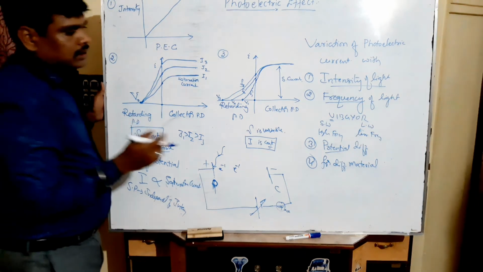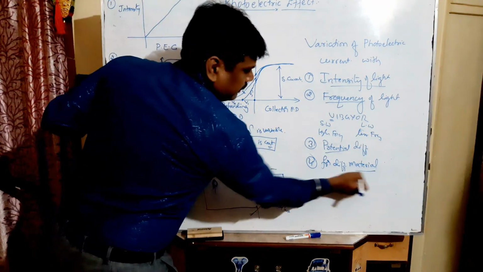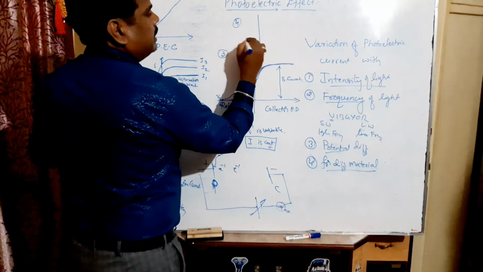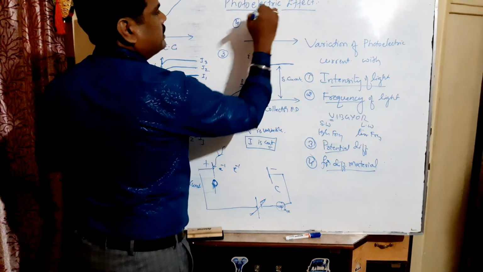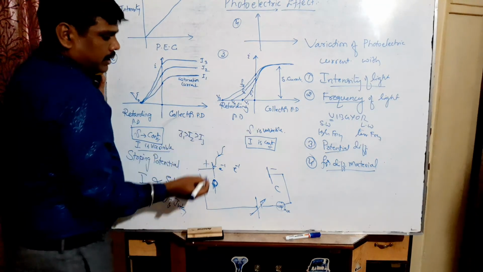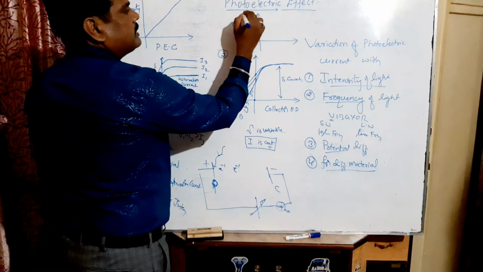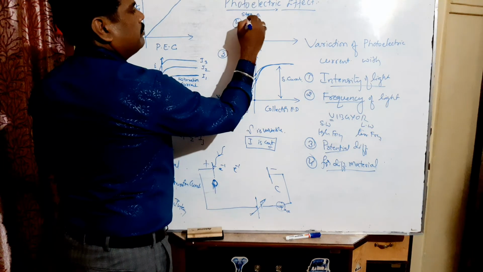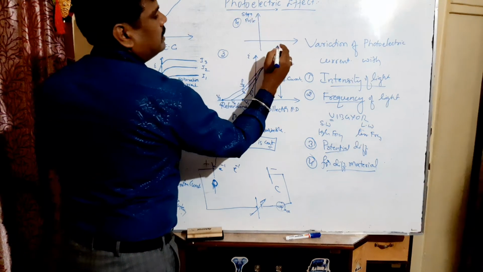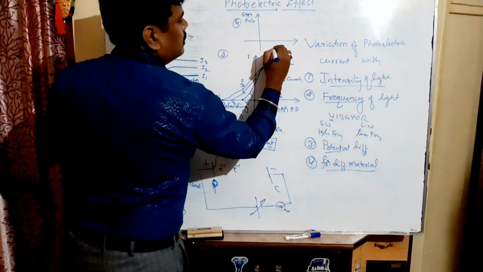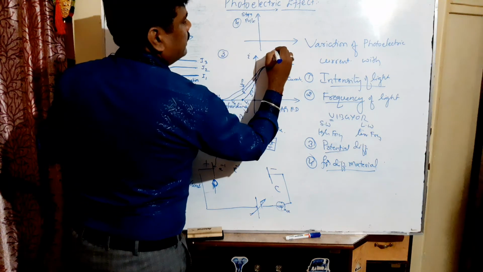And the last observation they have made is for different metals. If you take the fourth graph, for different metals, the photoelectric current is different. To understand that, I will consider the variation of the stopping potential versus frequency nu.